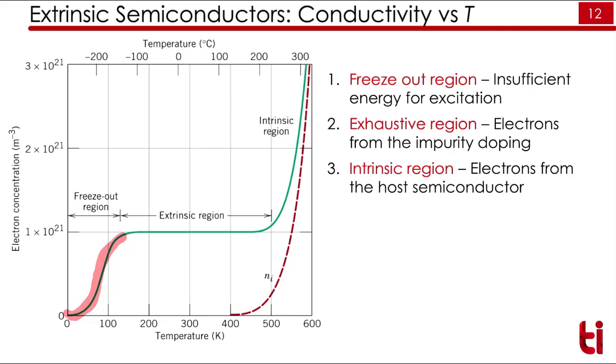The second region we call the exhaustive region, or extrinsic region, because here whatever impurities we have added, those impurities will take part in conduction, and those are always available for the conduction process. In the third stage, we call it the intrinsic level, because here it will behave like an intrinsic semiconductor and the electrons from your parent material will take part in the conduction process.